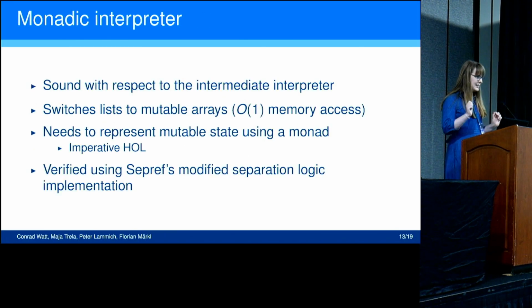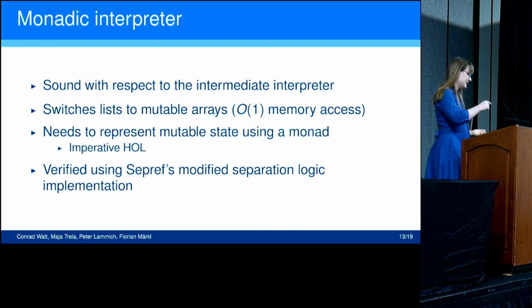So we fix that in the next step, where we replace immutable lists with mutable arrays. To express mutable state in Isabelle/HOL, we need to use a monad for that, hence the name monadic interpreter. And so we use the Imperative HOL library for that, which comes with the heap monad for mutable state on the heap. And then when that monadic interpreter is extracted, that monad disappears and becomes plain OCaml imperative expressions.